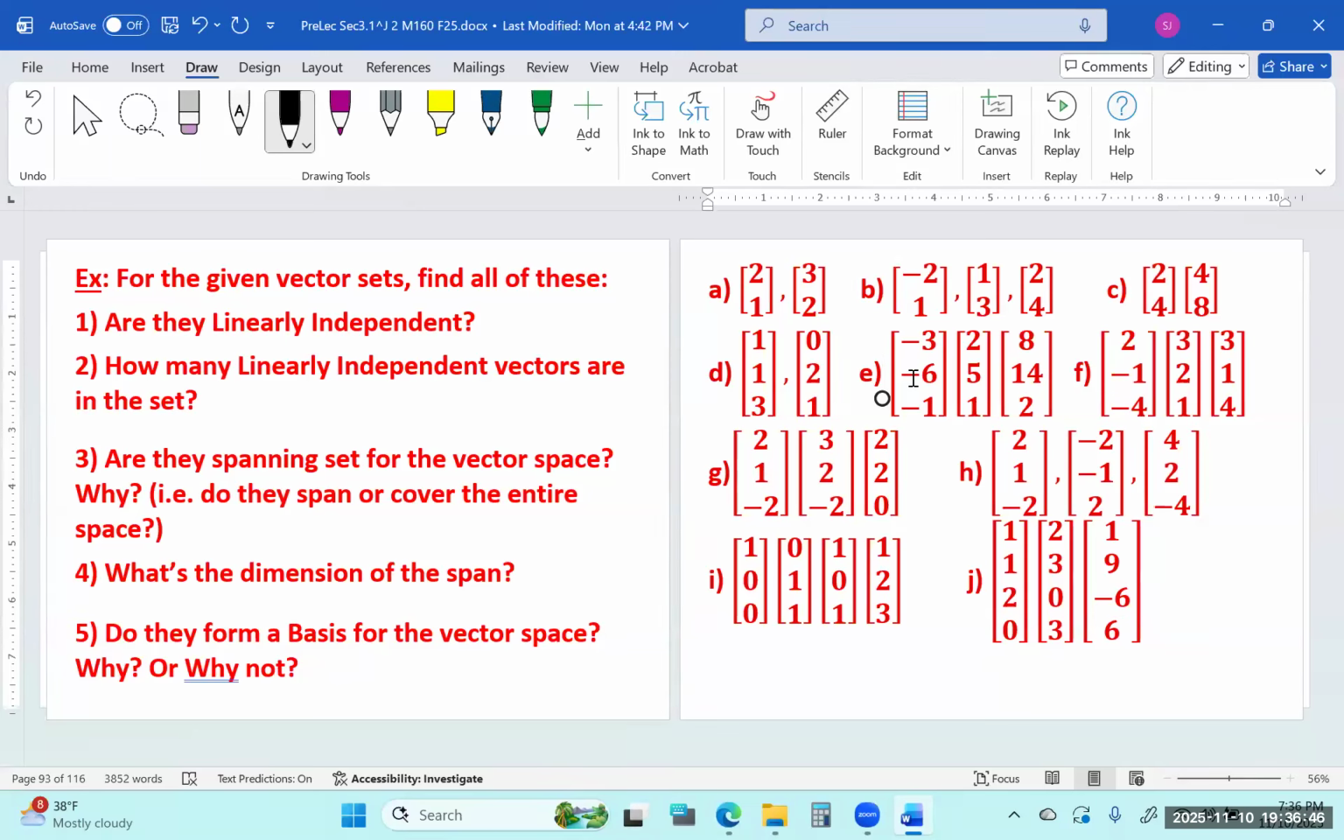So let's do it here. The first one, we have (2, 1) and (3, 2). Are they linearly independent? Yeah. How do you know? This is correct, but how do you know?